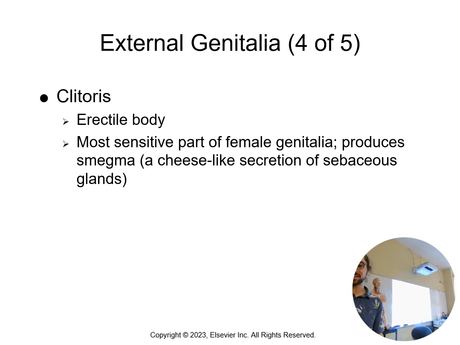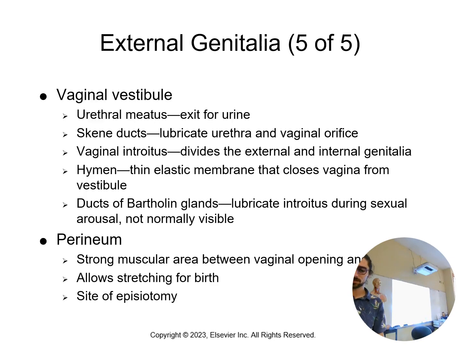External genitalia: I think pretty much the only prominent external genitalia in female anatomy is the clitoris. It's essentially their analog of the glans of the penis. It's the most sensitive part of the genitalia. It's just generally a giant bundle of nerve fibers.